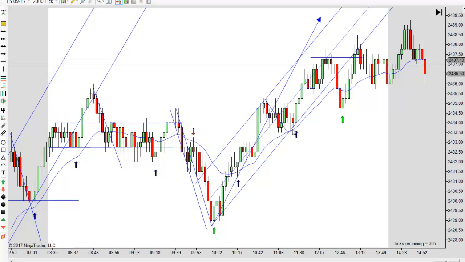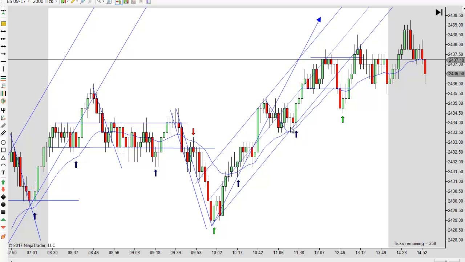But sorry, I had a slight interruption there. But yeah, anyway, I like that entry. And we moved higher. Then we back up. We get our first break here, and it looks like we're going to sell off again.